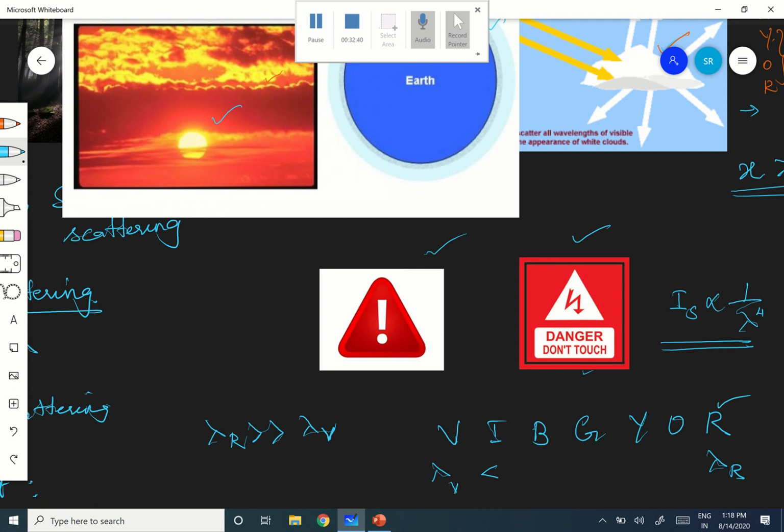Are you following? Why? Because the red color can travel a long distance. But if it is violet or blue, definitely it cannot reach. If the observer is at a very large distance, he cannot see the danger signal at all. Why? Because the color is blue. If the color is blue, what happens? Before reaching the observer, all the color will be scattered in the atmosphere itself. But if it is red, it will be least scattered. Therefore, definitely the red color will reach the eye of the observer. Are you following? That is the reason why all the danger signals are red in color.